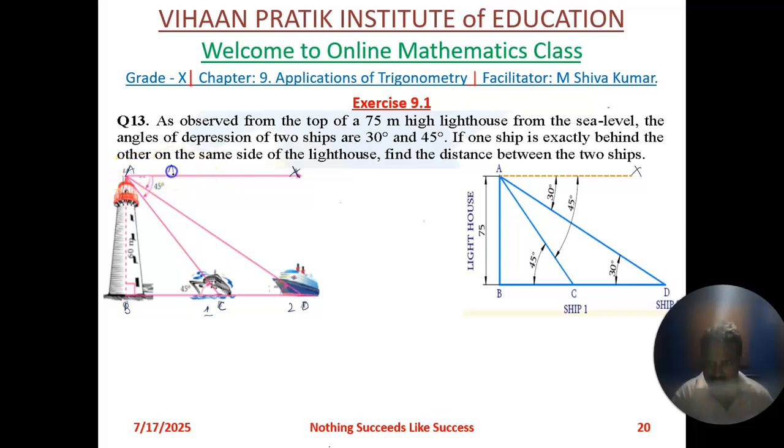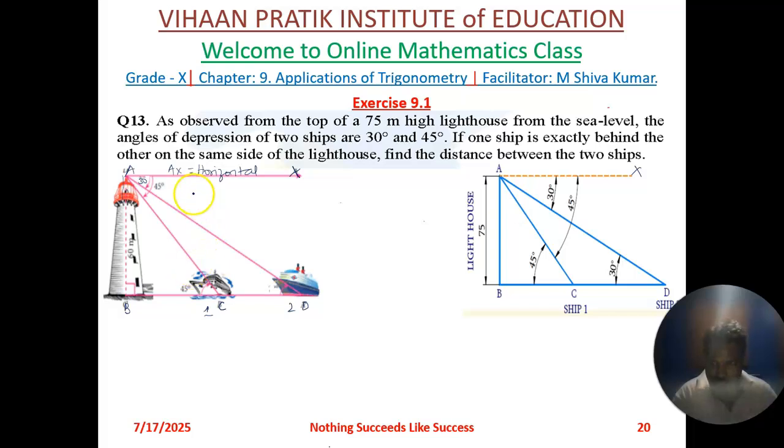So this is the horizontal line AX, the horizontal distance or a horizontal line. The horizontal line is very important to calculate the angle of elevation or angle of depression. Now to the second ship, the angle is 30 degrees. To the first ship, the angle is 45 degrees.